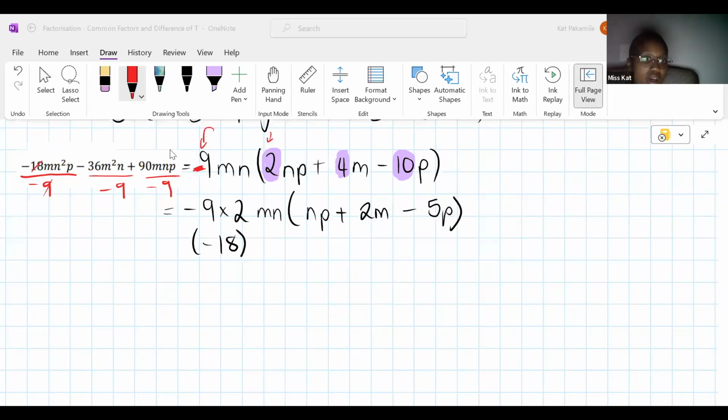There we go. Okay, and then we did the same with 36. 2 negatives gave us a positive. Then we said 36 divided by 9. How much is that? 4. That's where that 4 comes from. Still with me? Yes, ma'am. Beautiful. Then we did the same thing with 90, and that gave us a 10. And then we went and dealt with the variables.